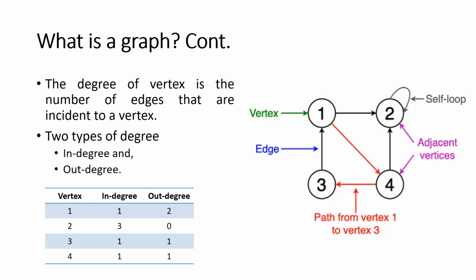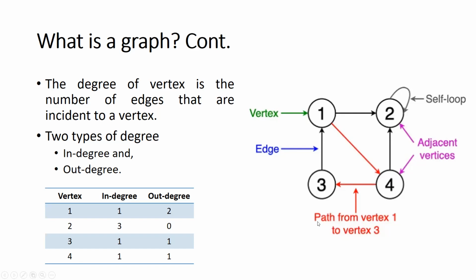Some of the concepts we need to remember is the meaning of adjacent vertices. Adjacent vertices are neighbors, okay? There's a direct edge between them. For example, node 2 is adjacent to node 4.